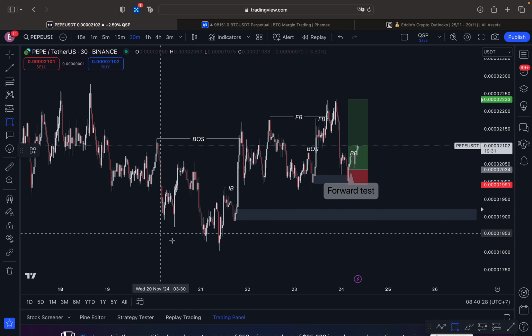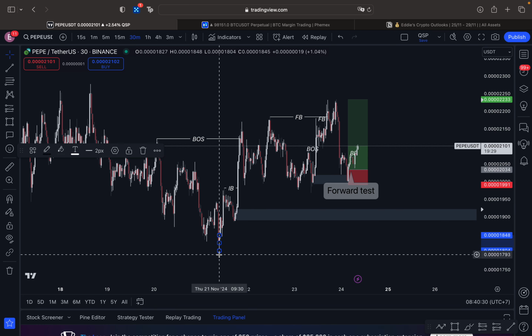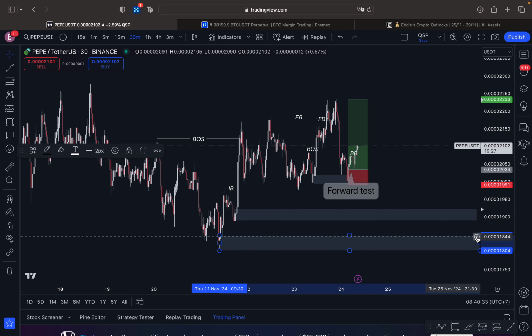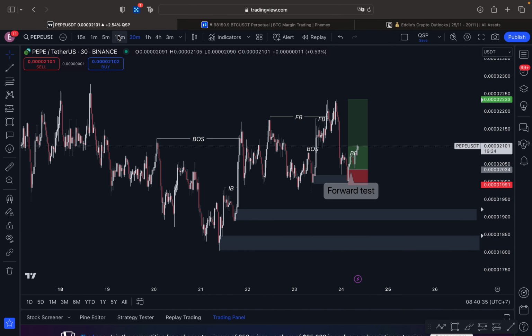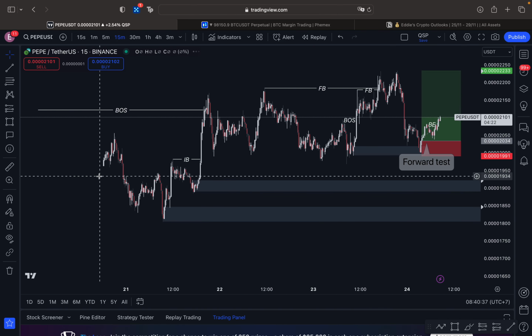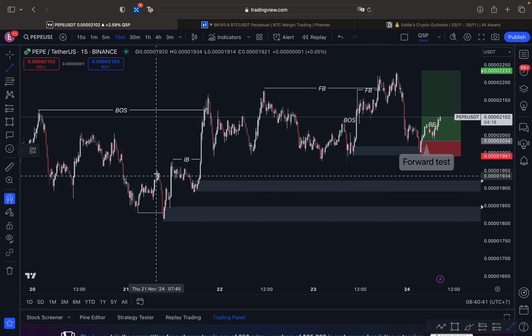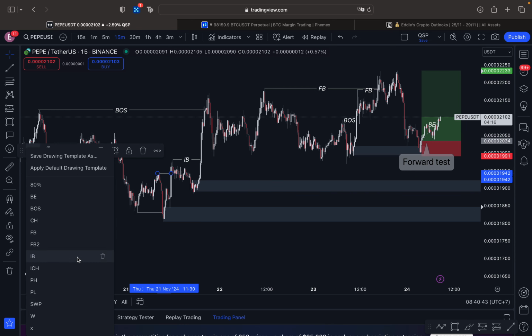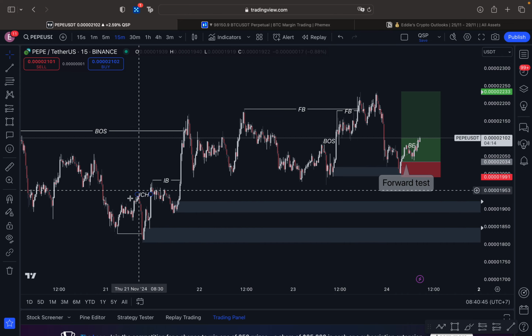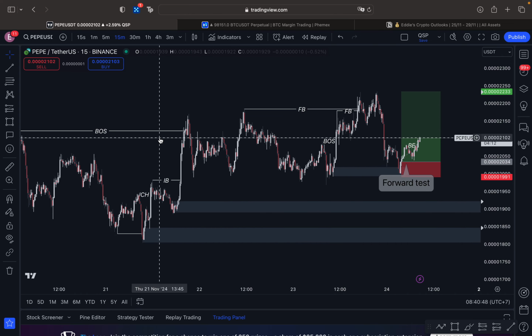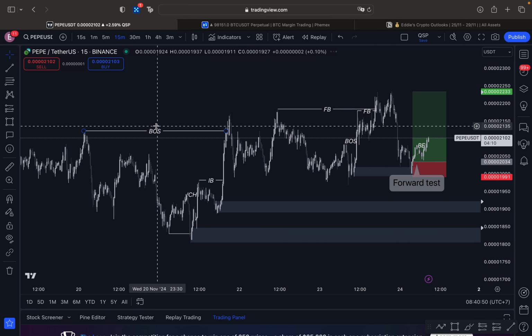And maybe here as well. And the reason for this place is because I see an internal CHoCH and FBOS as well. So if you go to M15, there's a clean CHoCH and FBOS. And this internal CHoCH and FBOS aligns with this structure, external BOS and FBOS.